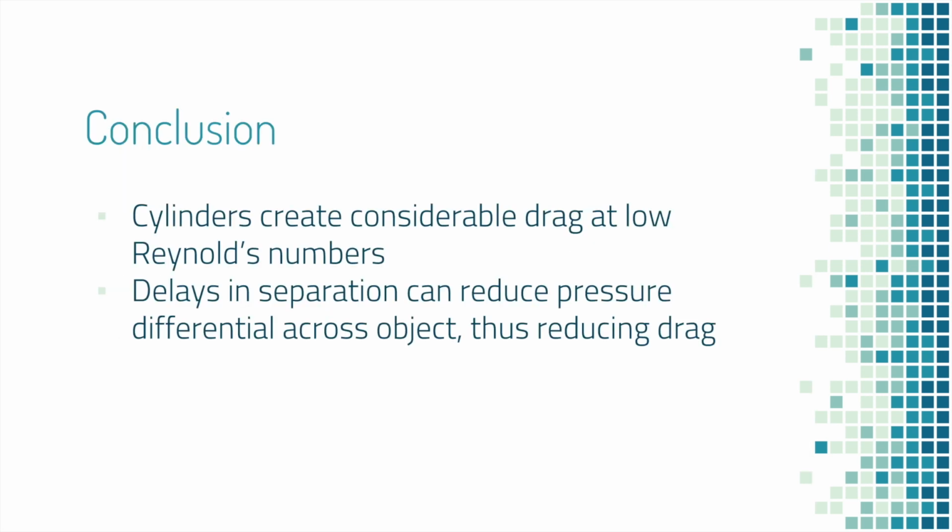So in conclusion, after running our tests such that we can calculate our coefficients of drag and pressure at a certain range of Reynolds numbers while taking into account the error in our testing, we've determined that cylinders in general create considerable drag at low Reynolds numbers. And in addition, delays in separation can reduce the pressure differential across an object such as a cylinder in our test, thus reducing drag.